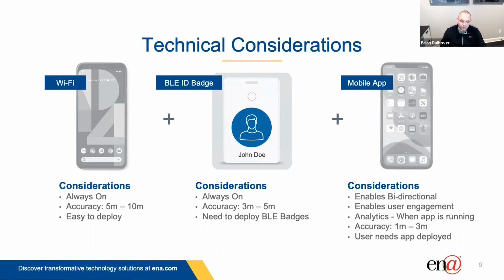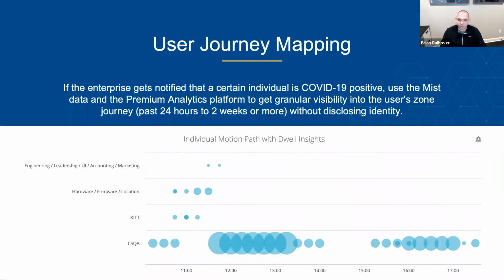The downside is you've got to have an app developed. How do you do that, right? Thankfully, there's plenty of partners out there who can do that for you. So let's look at some of the data that we get if we were to successfully deploy a network that supports contact tracing. The first thing you would get is user journey mapping.